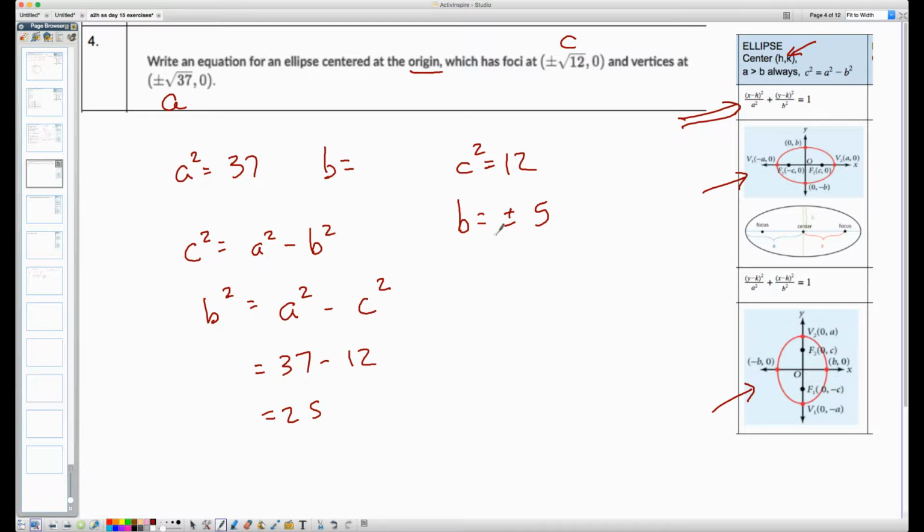So to write the equation, I'll need the b squared. Write an equation. I'll have (x minus 0) squared over a squared, which is 37, plus (y minus k) squared, which is centered at the origin so that's 0, over 25, is equal to 1.